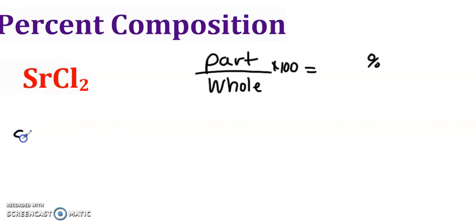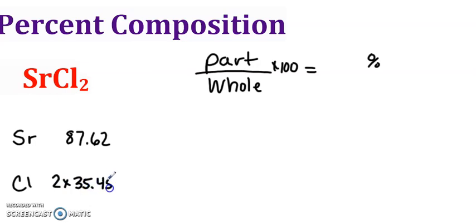So let's look at strontium. Okay, and then we'll look at chlorine. And there's two of those, so we need to take that into effect, counting too. So let's go ahead and look up strontium and look up its mass. And it is 87.62. Okay, and then we've got to take chlorine times 2. Okay, and so let's figure out those values.